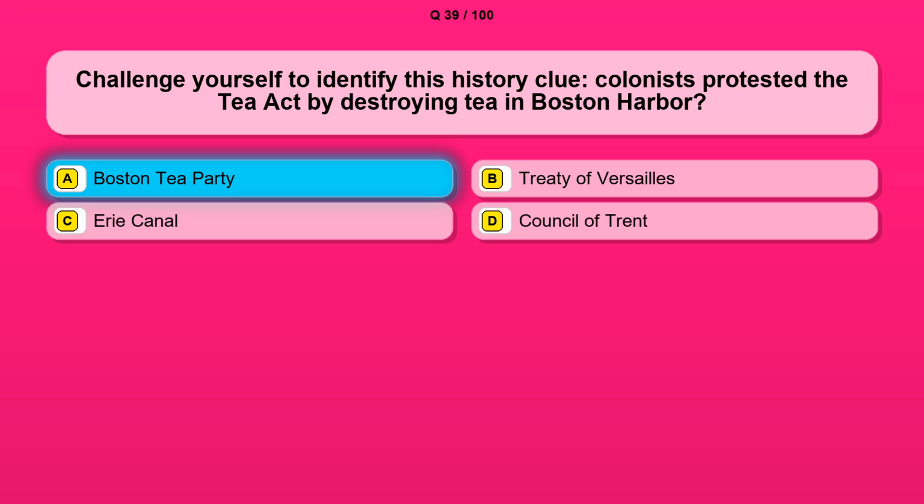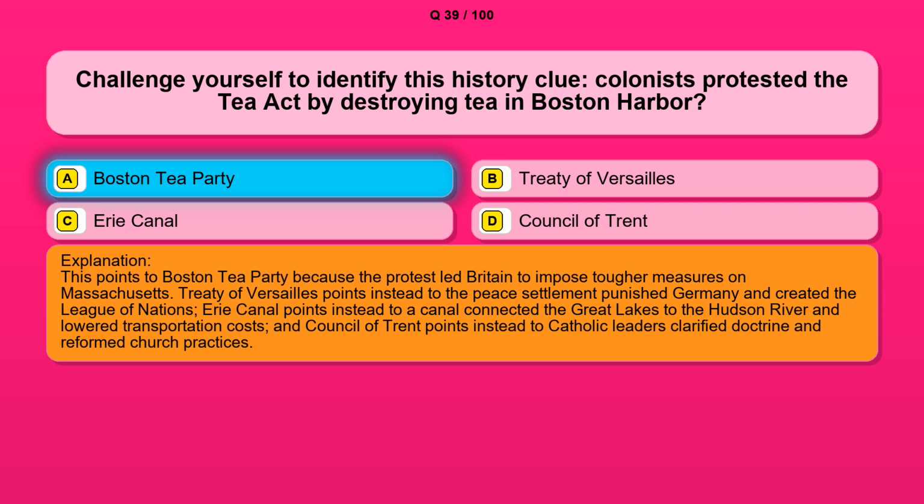The correct answer is option A, Boston Tea Party. This points to Boston Tea Party because the protest led Britain to impose tougher measures on Massachusetts. Treaty of Versailles points instead to the peace settlement punished Germany and created the League of Nations. Erie Canal points instead to a canal connected the Great Lakes to the Hudson River and lowered transportation costs, and Council of Trent points instead to Catholic leaders clarified doctrine and reformed church practices.